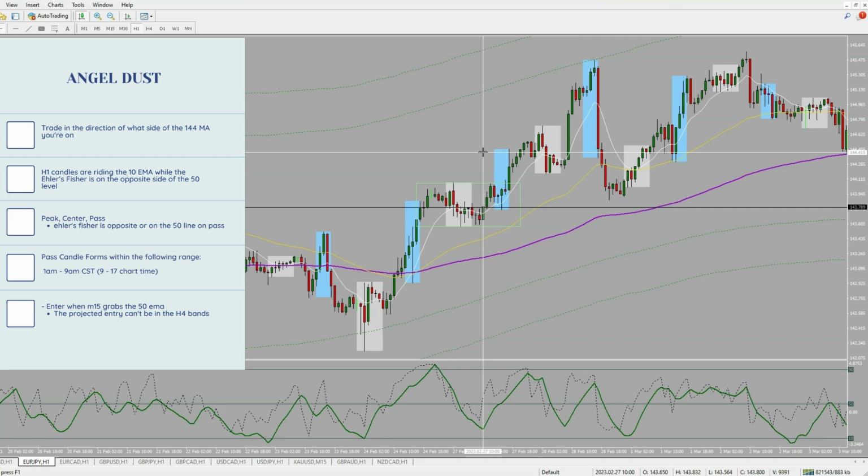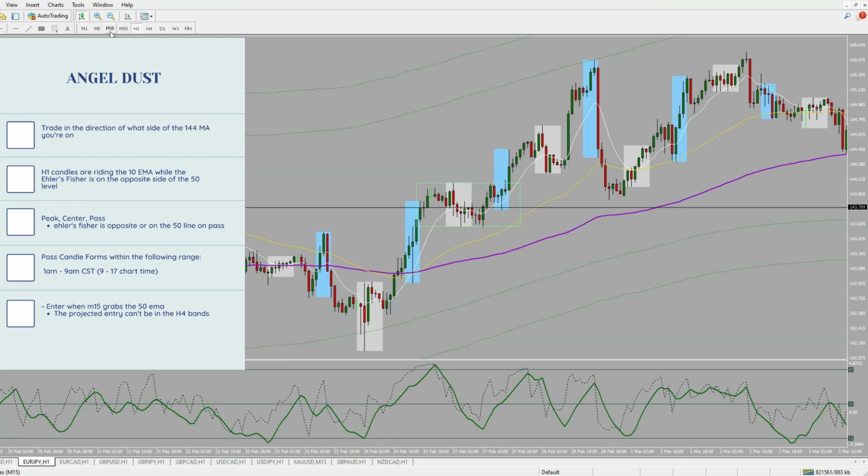Also, what time did our pass candle happen? It happened at 10 o'clock chart time. So that's going to be 2 o'clock in the morning. That is within our valid range, or within our acceptable range of pass candle times. So angel dust is met. All we got to do now is take the trade or wait on the entry.